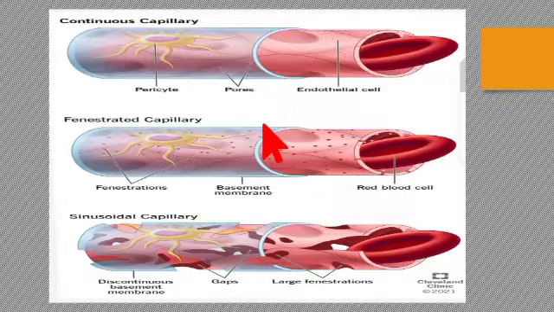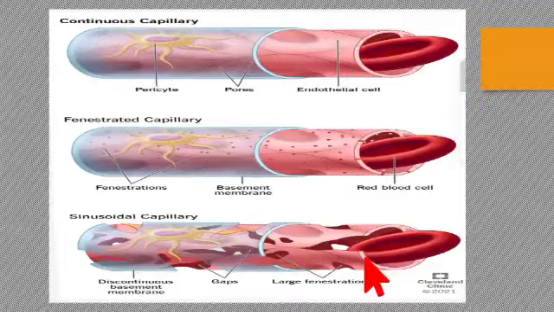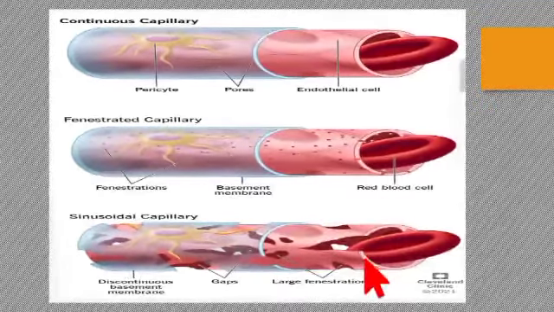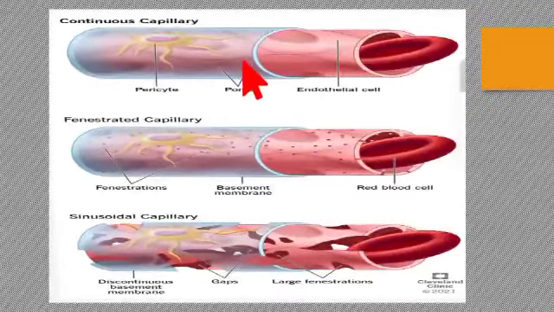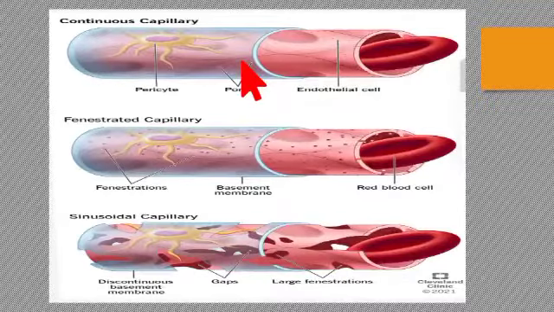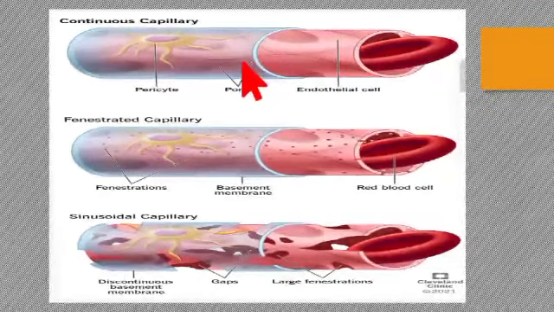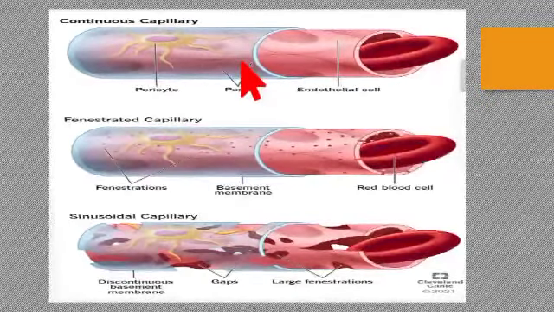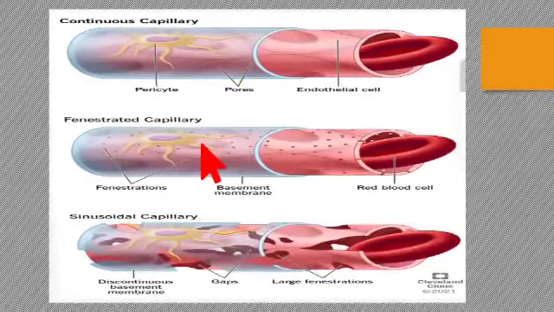There are three types of capillaries: continuous capillaries, fenestrated capillaries, and sinusoidal or discontinuous capillaries. Continuous capillaries, as the name indicates, have no perforations. They are present in muscles, fat, skin, nerves, and nervous tissues.